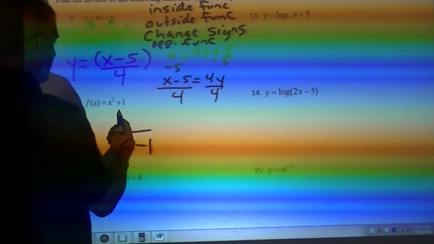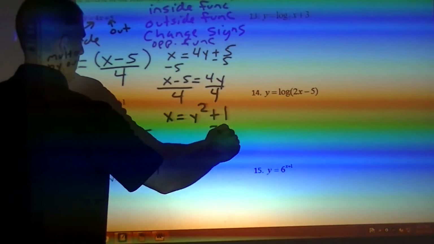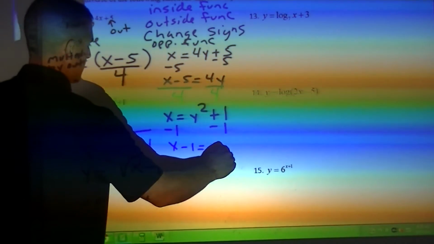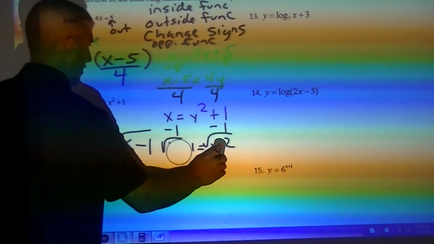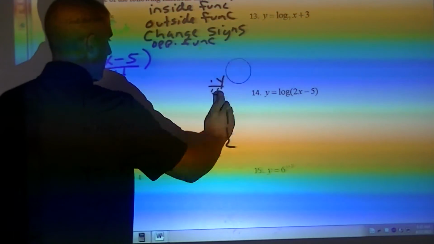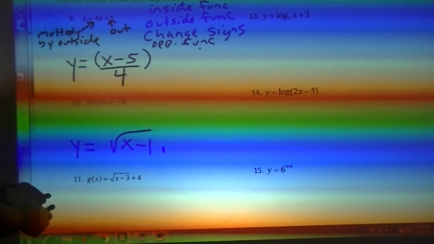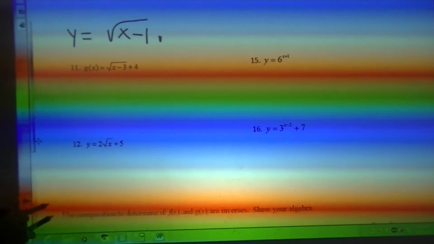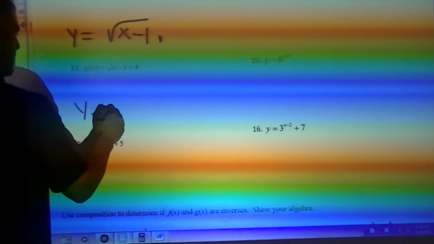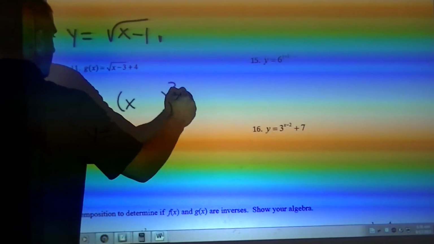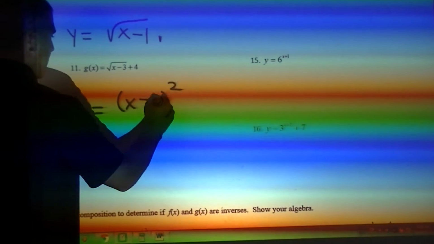Once again, if you wanted to see that, if I switched x and y, that's x minus 1, and then the square root, you end up with the same thing. So I'm not going to keep that in there. There is a faster way to do it, a more accurate way. Let's go on to number 11. Now, since that's square root, I'm going to change this to squared. Now, 4 is on the outside. It's going to come in and it will be on the inside.